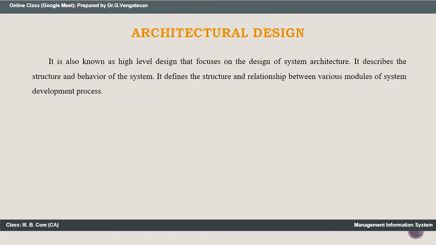The next one is architectural design. It is also known as high level design that focuses on the design of system architecture. It describes the structure and behavior of the system. It defines the structure and relationship between various models of the system development process. This architectural design is purely dependent on the system development process. This system development process has several stages.